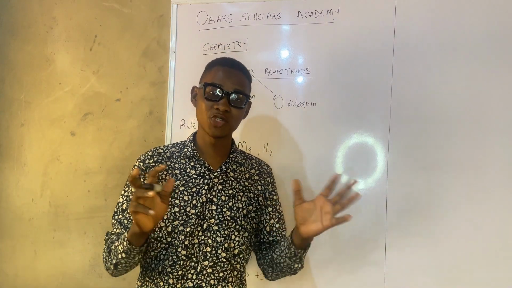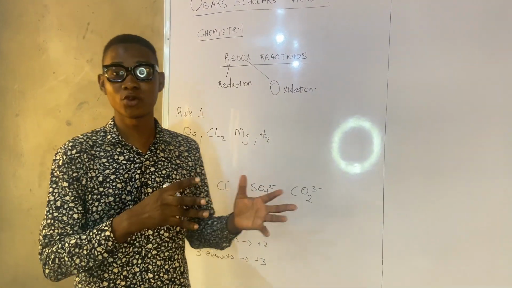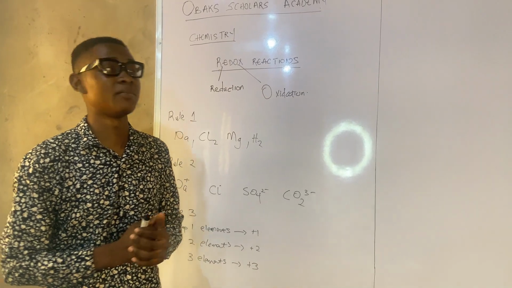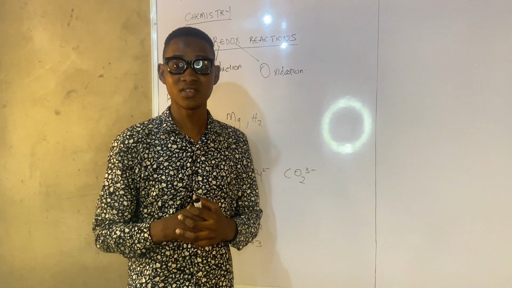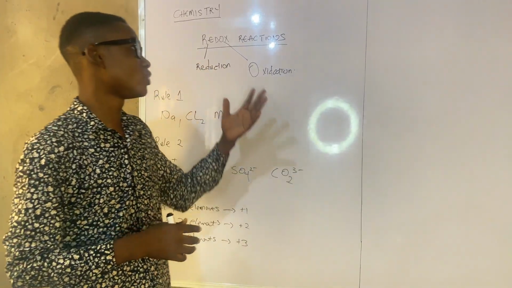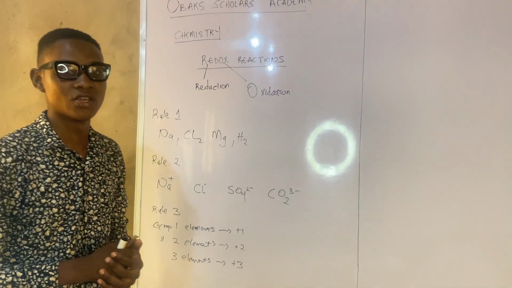Now, before I go on, I'm very sorry, I failed to introduce myself. My name is Obakoyiwa Ivan, and I'm a medical student of Obakoyiwa University. One of the things I love doing is teaching. So I'm the CEO and the owner of Obakoyiwa Scholars Academy. So I think that's good.